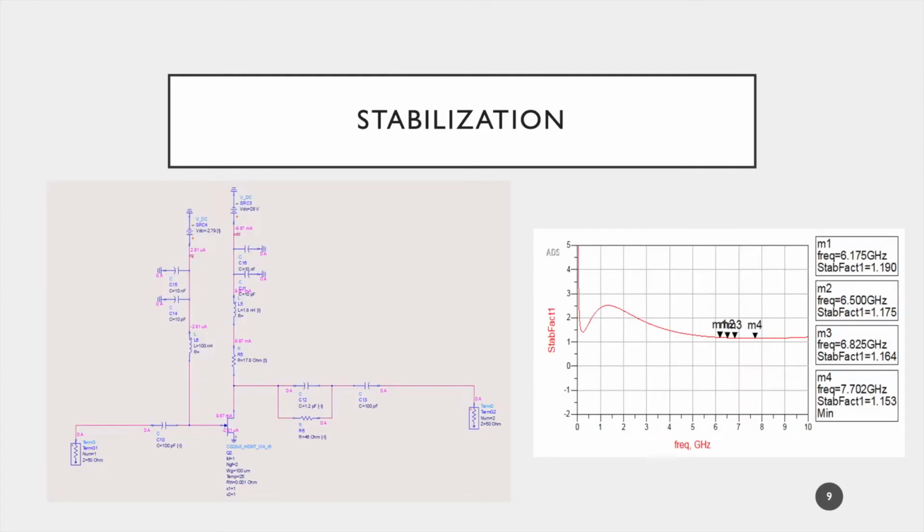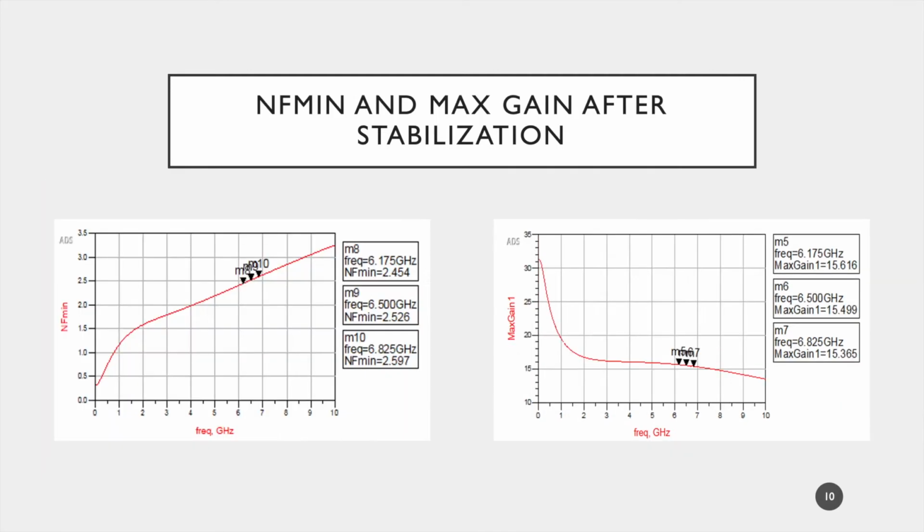Next, transistors were stabilized. Stabilization circuits were placed at the drain side, as any lossy component at the gate side would increase the noise figure. After stabilization, minimum possible noise figure increased to 2.6 dB at the band, and maximum possible gain was found to be around 15.5 dB for a single transistor at the band.